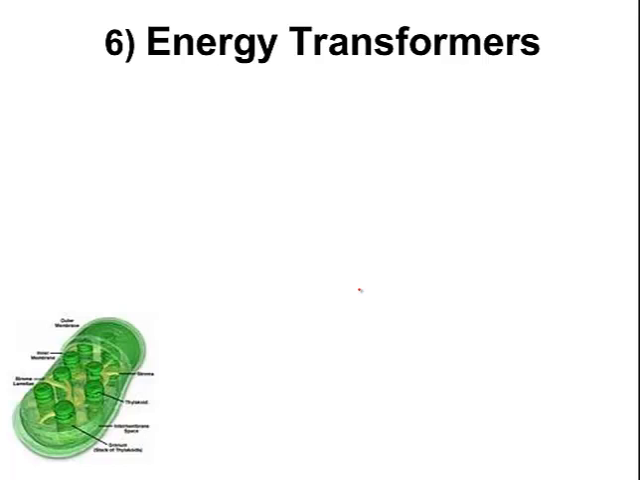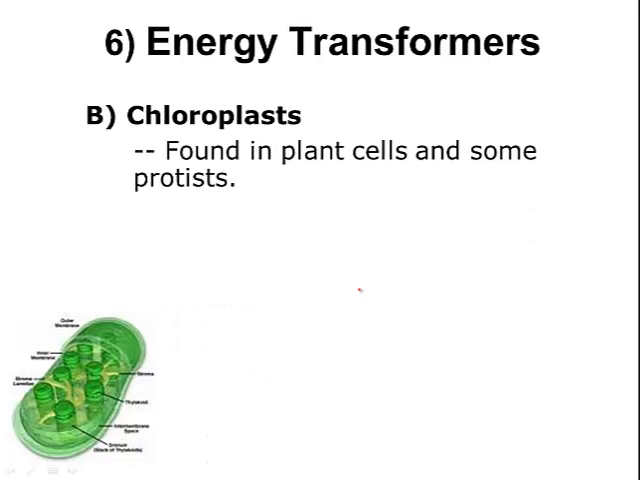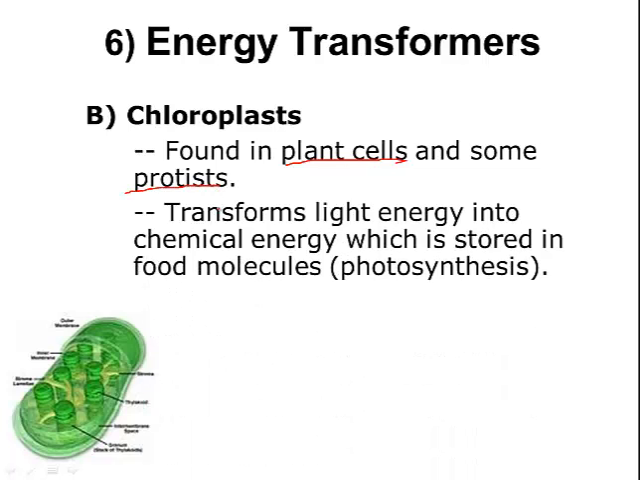The other energy transformer that cells can use is the chloroplast. All cells have these except for simple prokaryotes and animal cells. Fungi do not have chloroplast either. So you will find chloroplast in plant cells and in some of the protists. And the reason for that is they are going to transform light energy into chemical energy. These are the ones that are going to do photosynthesis.